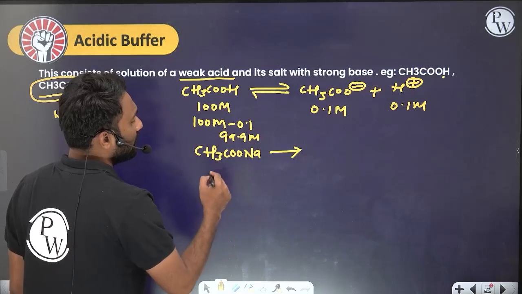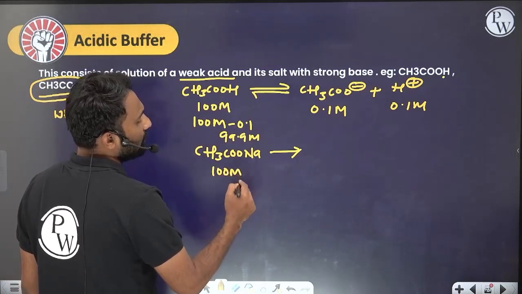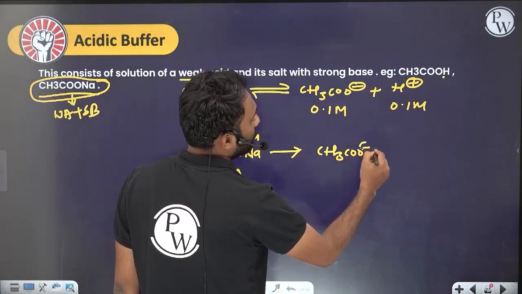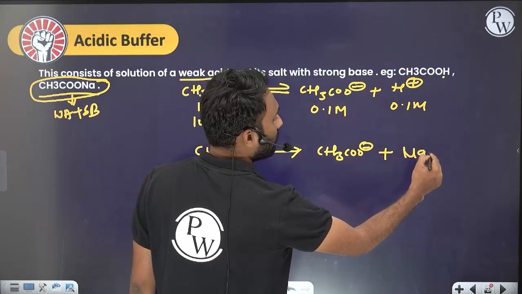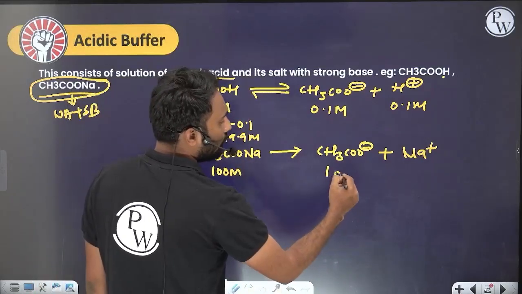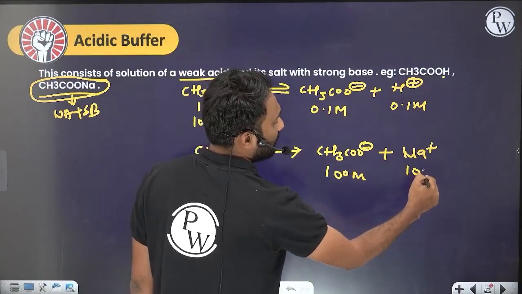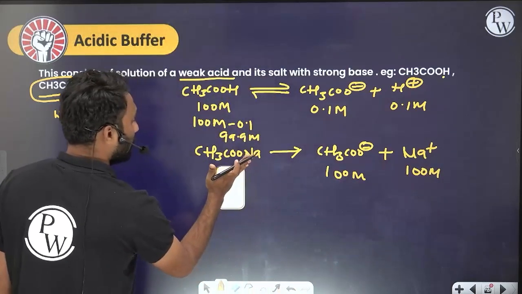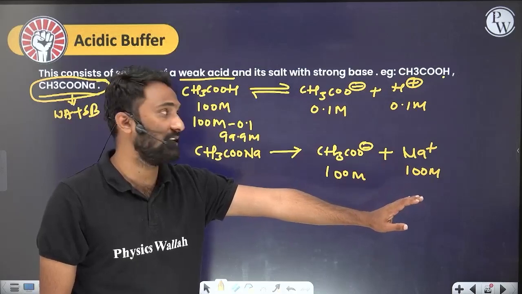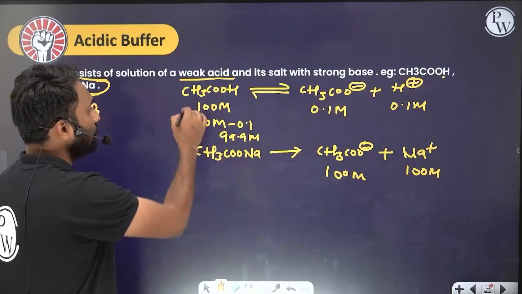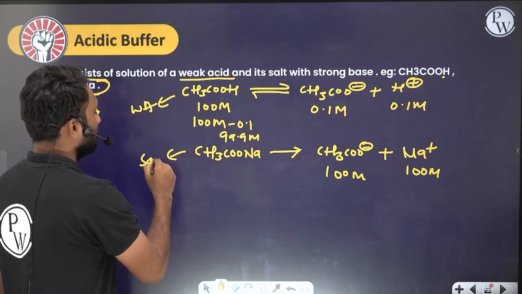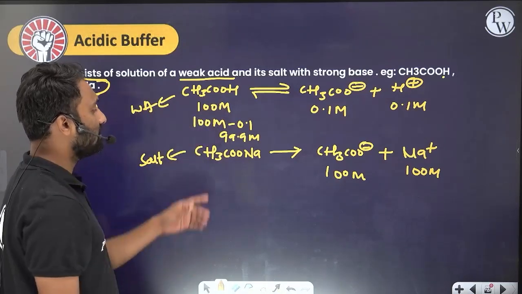Strong electrolyte means, now that I have taken 100 molar, here it will be converted into acetate ion plus Na plus. So I have taken 100 molar, meaning 100 molar will be formed. Here the 100 molar will be formed. Now here, how much I have taken, that much will be formed into ions, right?